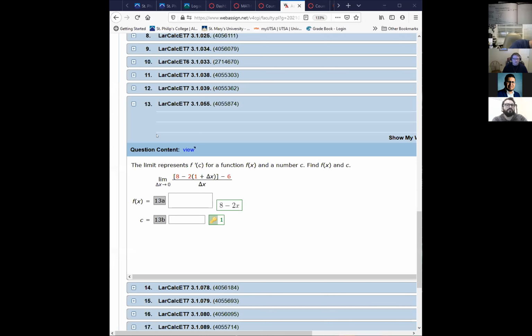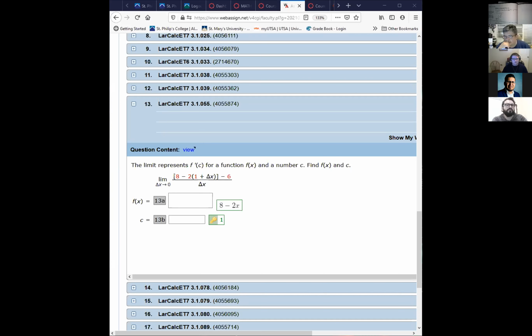Actually, you just have to work backwards. You have to figure out what function they used to get this, right? So 8 is the function, 8 minus 2x. So 8 minus 2, and then they plug this in there. This is my x plus h, right? So the x that they chose is 1.